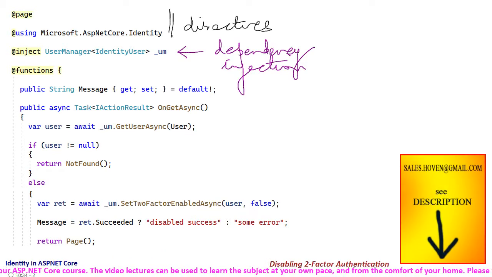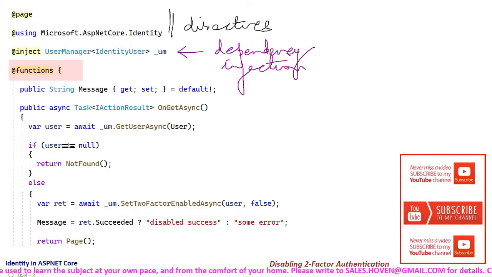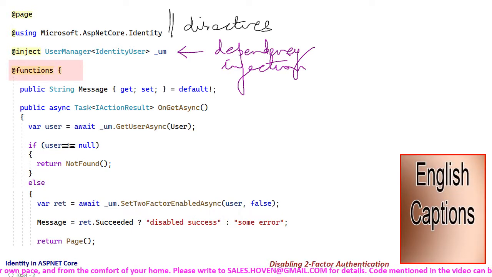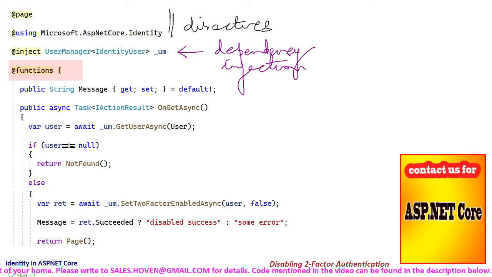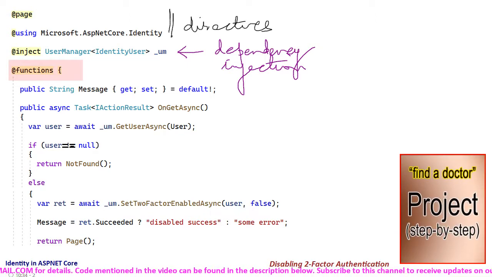Then we have used dependency injection to obtain an instance of the user manager service. And next we have used a functions block so that the handlers and properties can be written in this cshtml file itself. We will not be using a backing file. We will write all the properties and handlers in this very cshtml file.